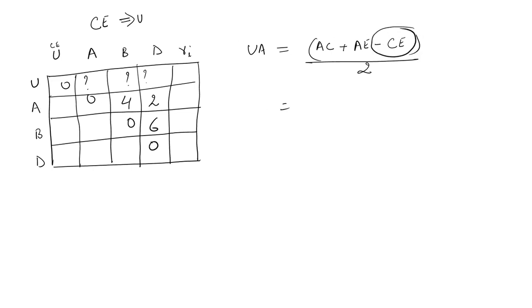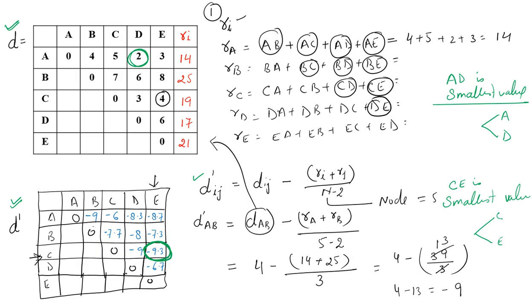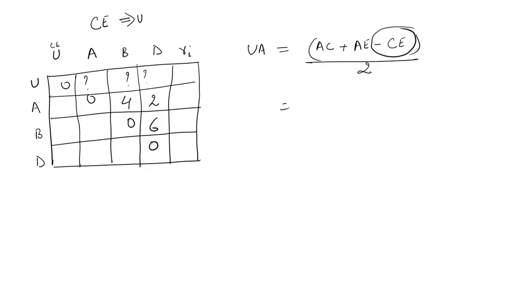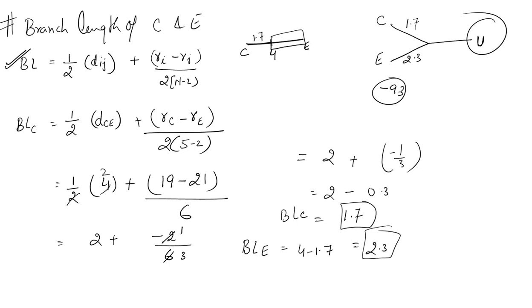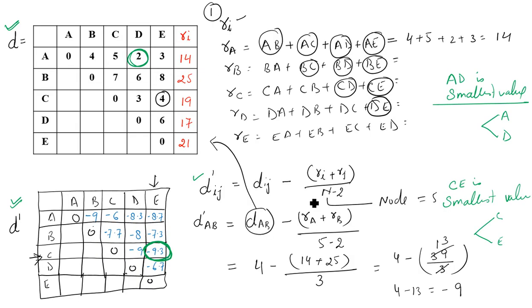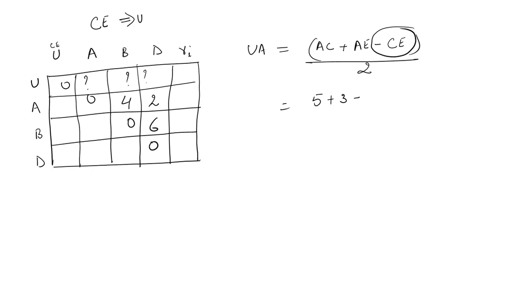So let's see the value of AC. AC is 5, AE is 3 and CE was 4. If you remember here, CE was 4, divided by 2. So this will become 8 minus 4 divided by 2. 4 by 2 equals 2. So this value will be 2. Now calculate UB and UD.